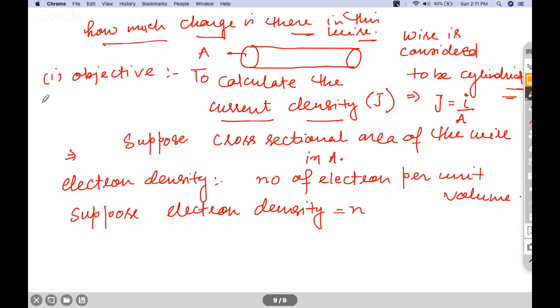So what I need to do is find out I. I know that I is equal to Q by T. And what is Q? Q is equal to Ne, so I is Ne divided by T. What is N? N here is the number of electrons. But I am not giving you the number of electrons directly. I am giving you electron density. Try to understand.